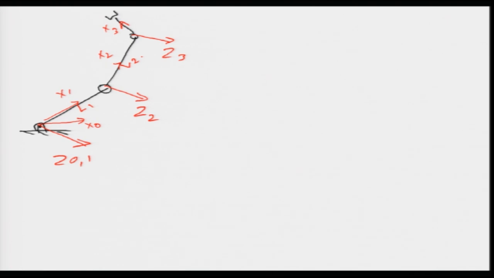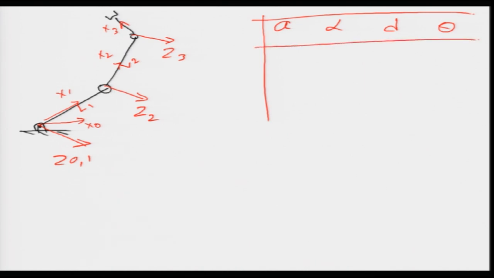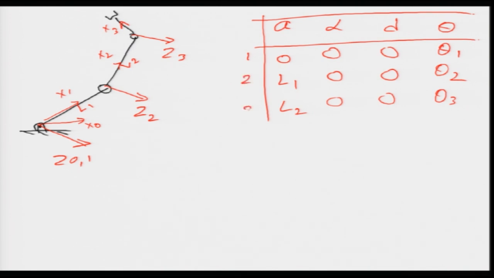If I write my DH parameter table very quickly, we have 4 parameters: A, alpha, D and theta. Our DH parameter table will come out to be 0, 0, 0, theta 1. The next is L1, 0, 0, theta 2, and L2, 0, 0, theta 3. This is our DH parameter table for joints 1, 2, and 3. This is very quickly revising what we did in the last class on how to write this table.